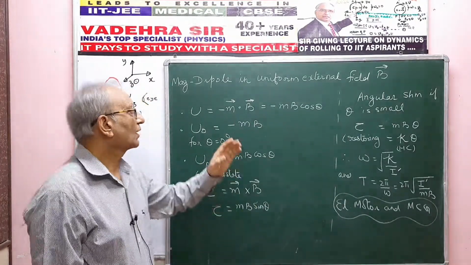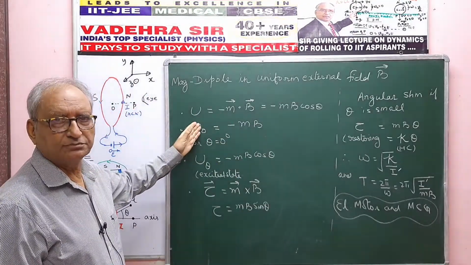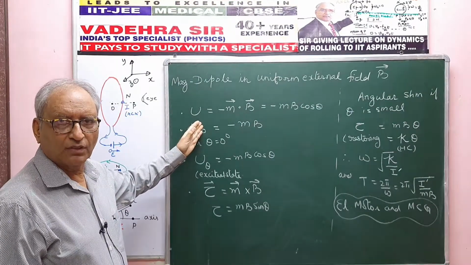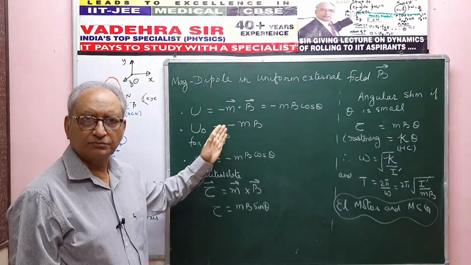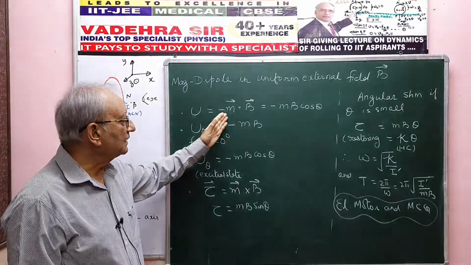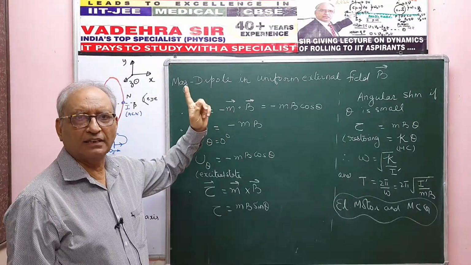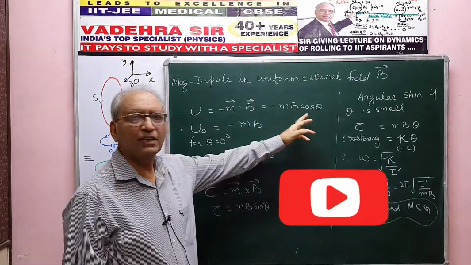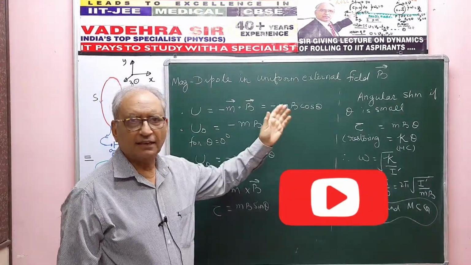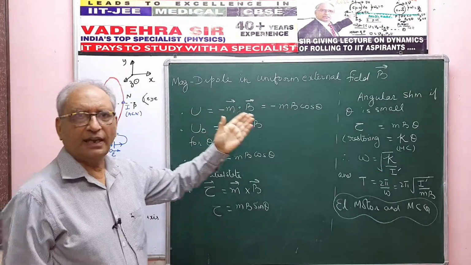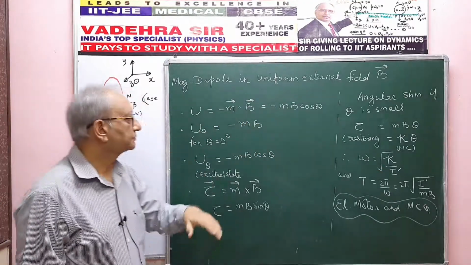Let us see. The magnetic potential energy possessed by the dipole within the external magnetic field of strength B arrow is minus M arrow dot B arrow. Remember, minus P arrow dot E arrow for the electric dipole. That is minus MB cos theta. Theta is the angle between the two vectors, that is M arrow and B arrow.